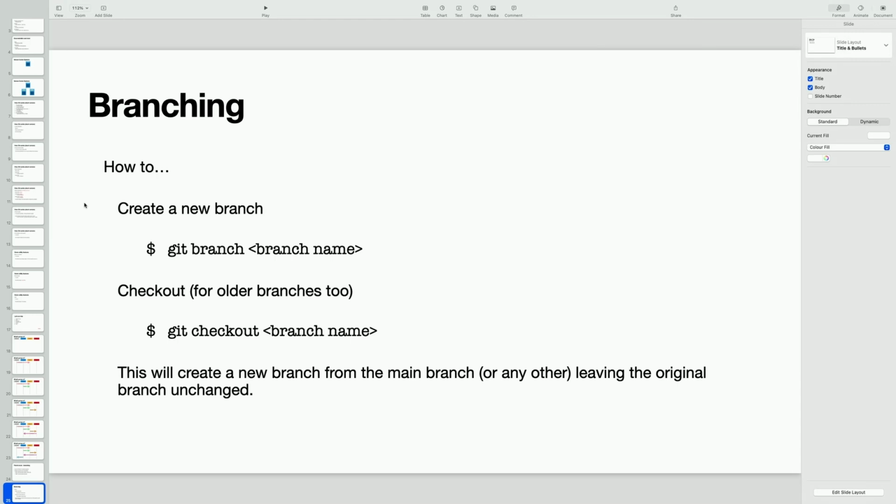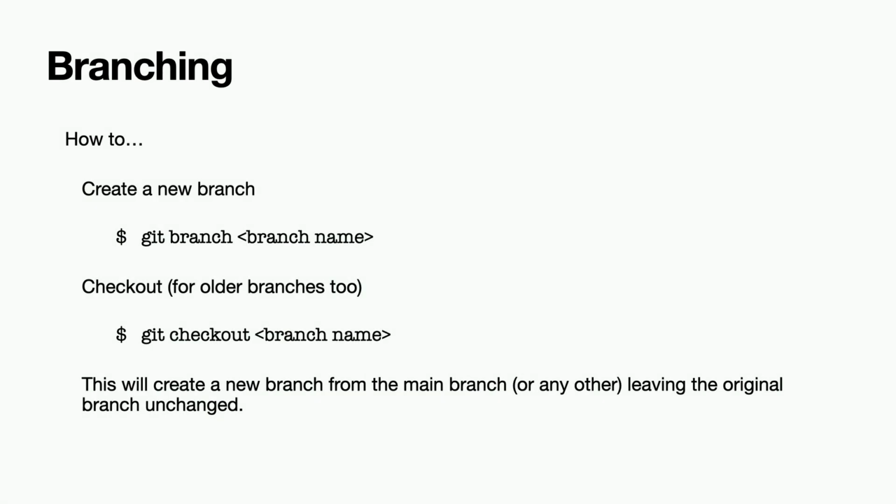So how to do this? We can create a new branch with the git branch command, giving a branch a new name. But also you need to check this new branch out with the git checkout command. The git checkout command works for already existing or previously created branches too. So this will create a new branch from the main one or any other branch, if you will, leaving the original branch unchanged.